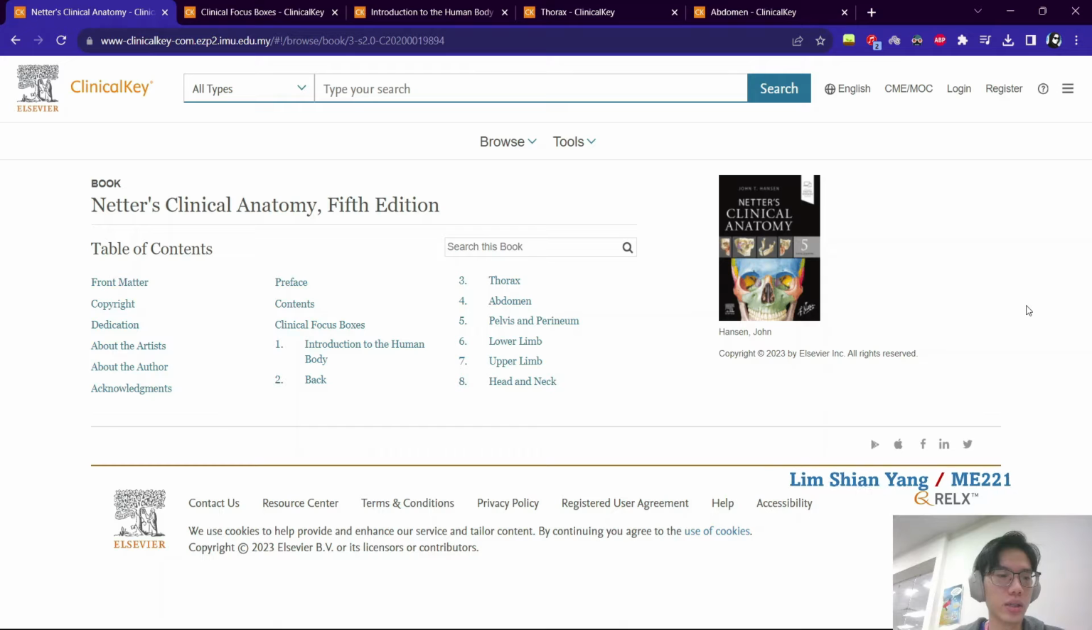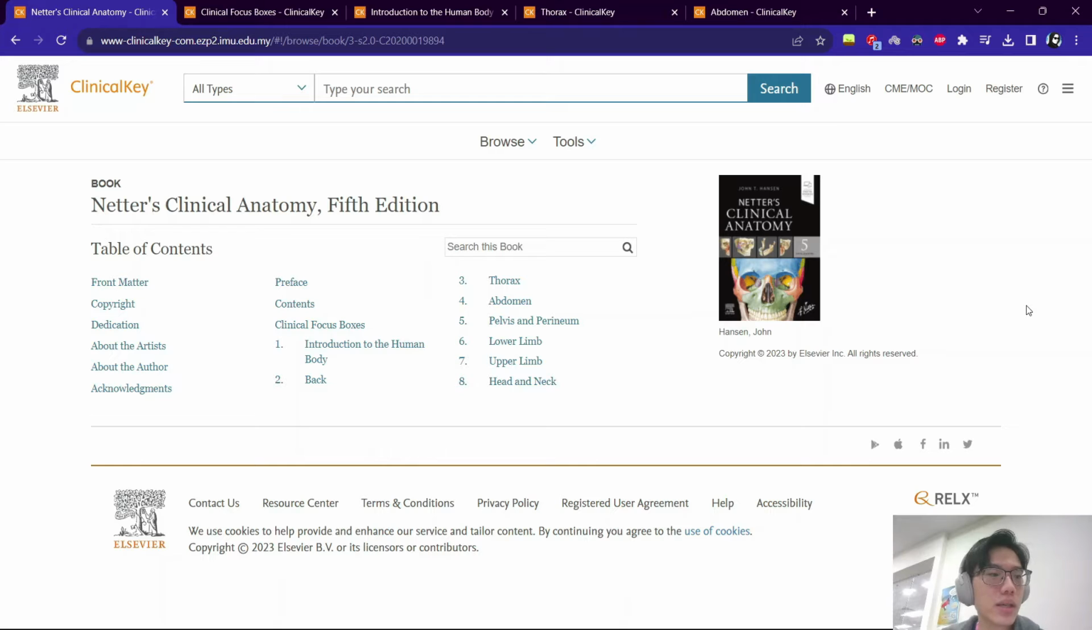I'm currently a third year medical student here at IMU. So I'm doing the ME 221, I'm doing the PMS UG program, and I am also a part-time staff at the library. So today I'll be doing a book review on this book called Netter's Clinical Anatomy 5th edition.